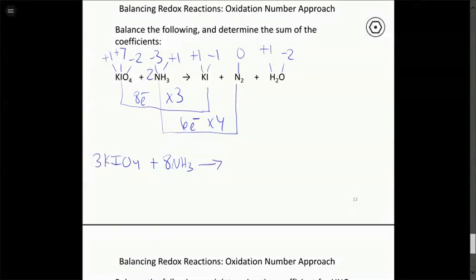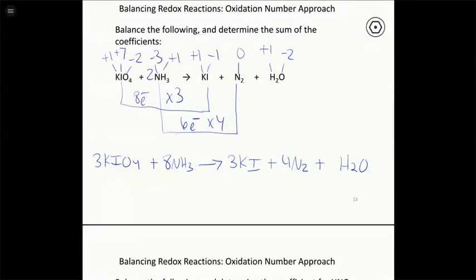And then on the product side, we have to triple the coefficient for KI. We have to quadruple the coefficient for N2. And then finally we have water, which we have to balance last. So if we look at oxygen here, we have 3 times 4, we have 12 oxygens on the reactant side, so we have to have 12 waters on the product side to balance that out. 12 H2O. And we can also check then the hydrogens balance at this point as well, 24 on each side.